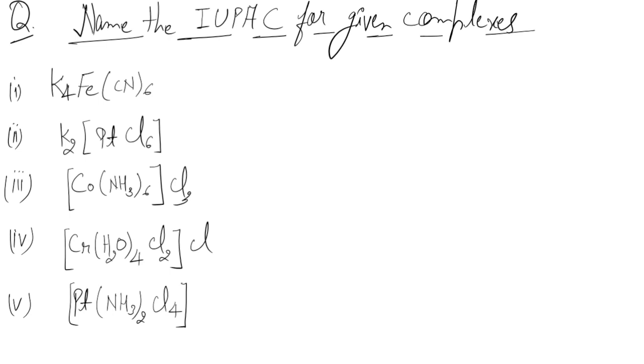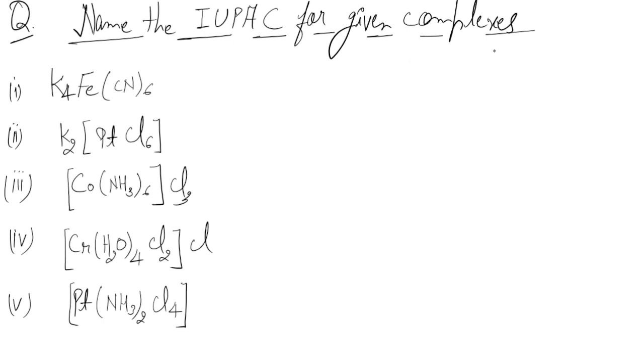Okay, so give the IUPAC nomenclature to the given different complexes. We need to give the IUPAC name to these different coordination complexes. One by one we will take each complex and do the nomenclature. In order to do the nomenclature, we need to understand some points.